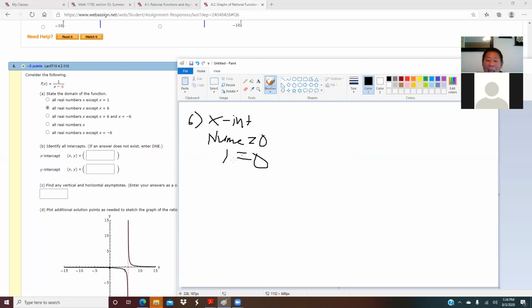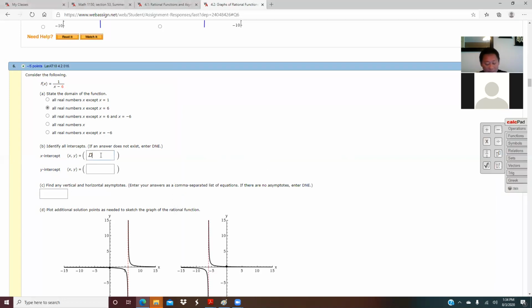Unfortunately, there is no x in this case, so you cannot solve for x here. So in this case, it's DNE. Your x-intercept in this case does not exist, DNE.